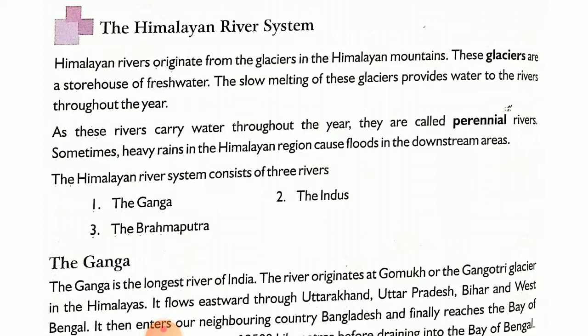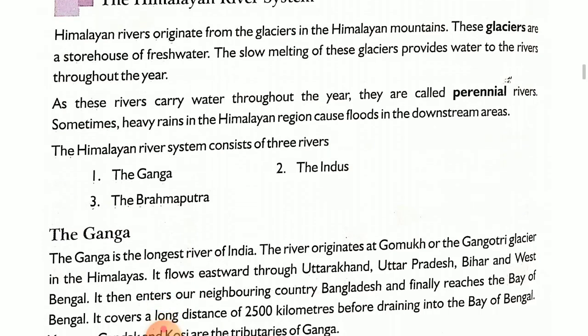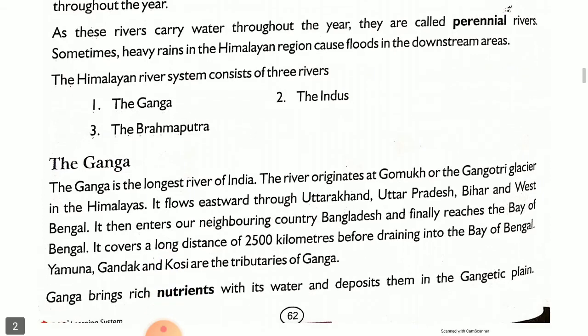So under the Himalayan river system we have 3 rivers. First is the Ganga, second is the Indus, third is the Brahmaputra. Now we will talk about these 3 rivers under the Himalayan river system one by one. Firstly we will start with the Ganga.